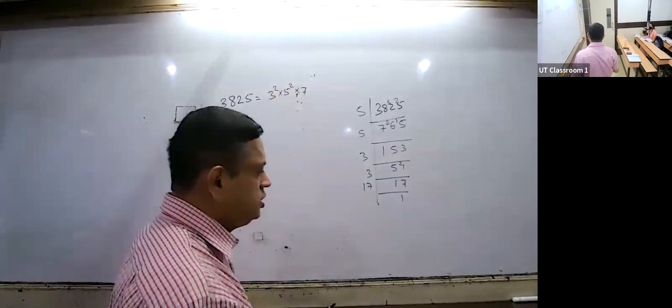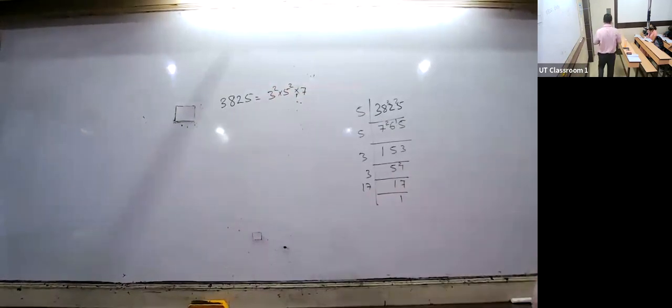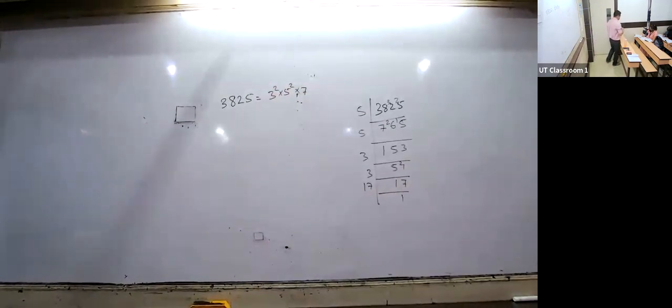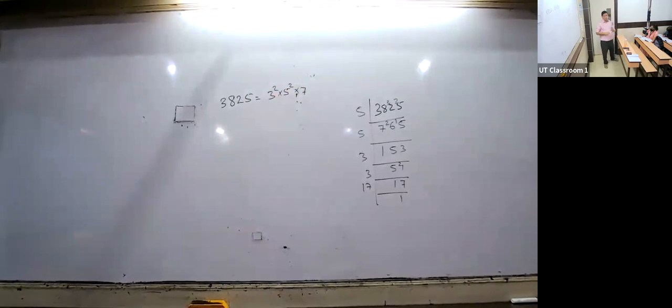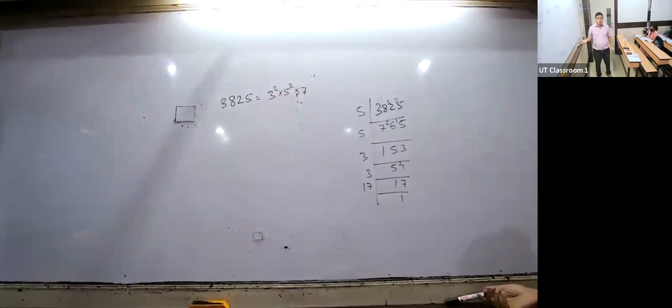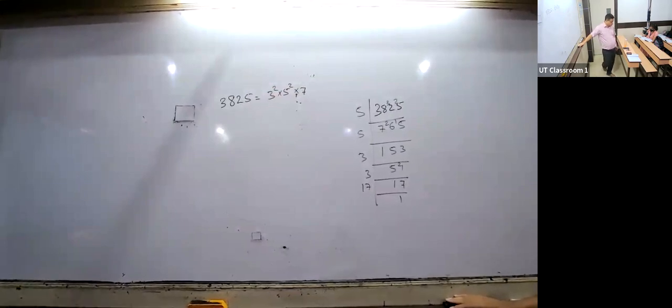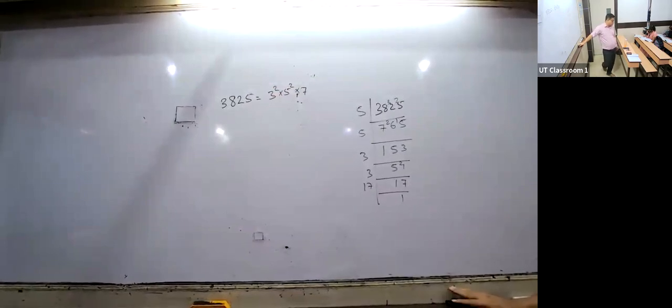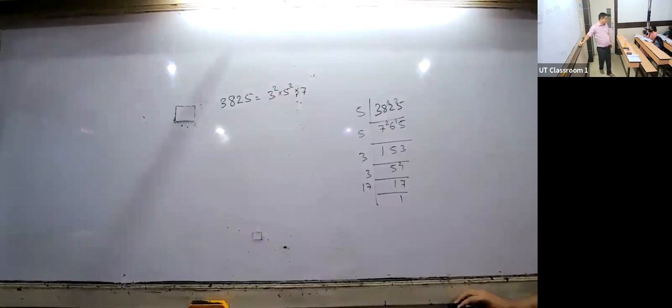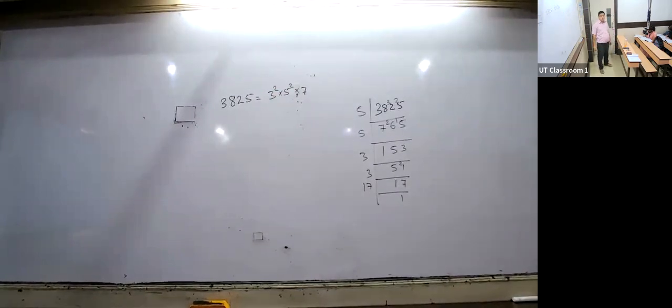You people need to practice a lot at home. Okay, understood all of you? Please write down and continue. Second one. Those who completed this one, start the second one: 9072.